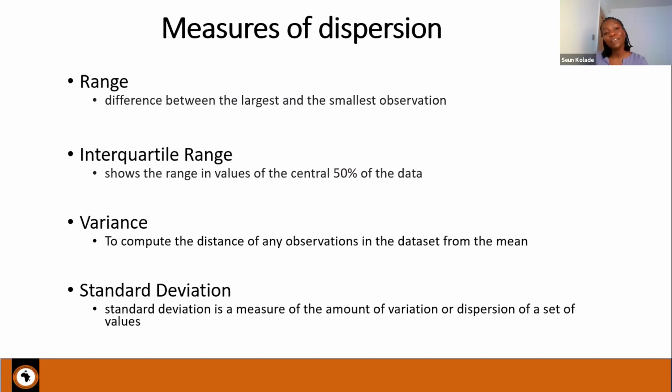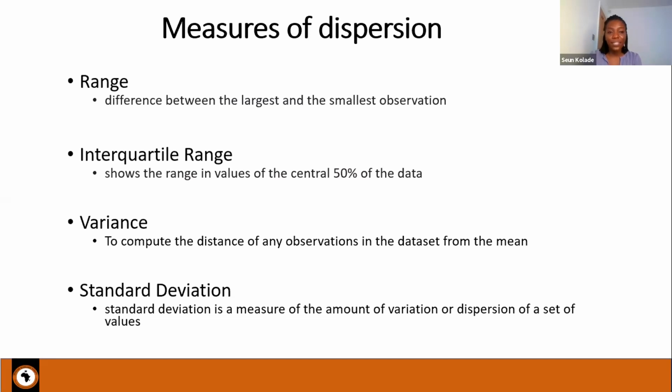Okay, you also have the interquartile range. Now this one simply shows the range in values of the central 50%. Now what that means is that if your data is written down and you have it running from 1 to 100, then you know that your interquartile ranges that exist are 25, 50, 75, and 100%, or rather the quarters that exist in those numbers.